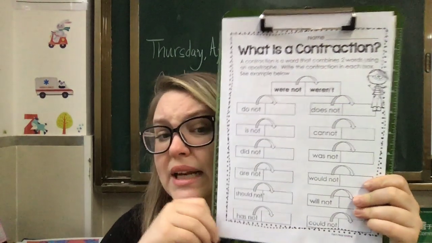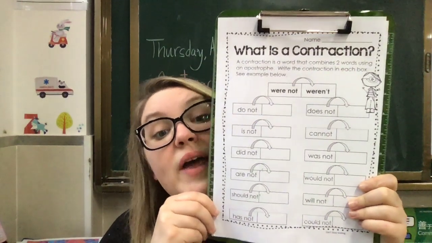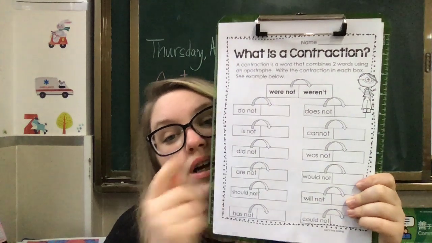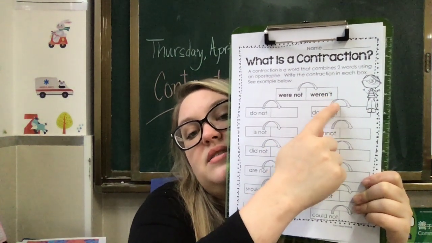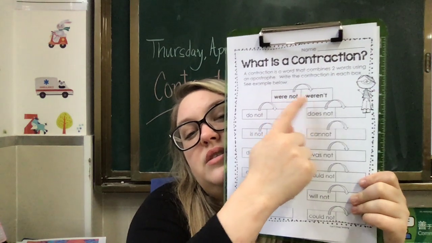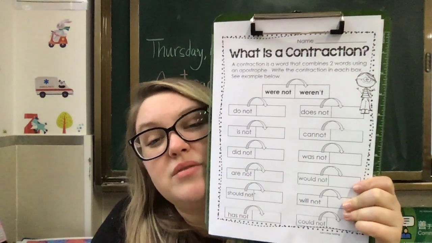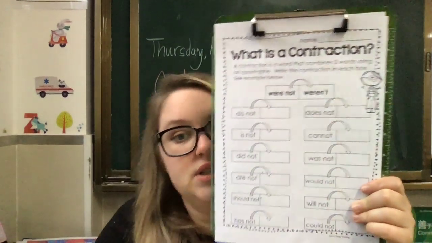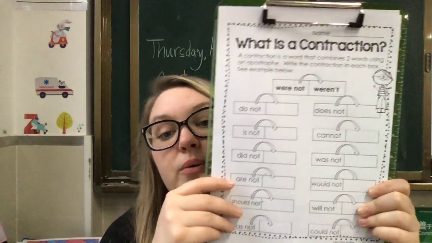So the first example here is were not. They were not at the party. Instead, we can say they weren't at the party, right? Weren't. Now, what letter is missing to make weren't? The O. Okay, so many times the O disappears. Sometimes more letters. So we'll talk about that as we go.